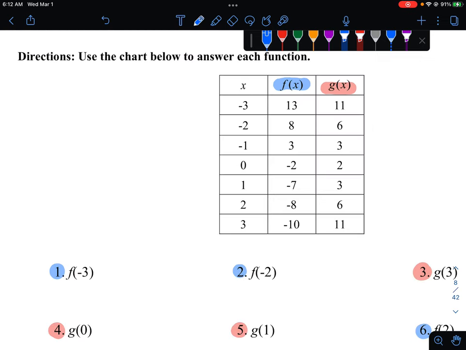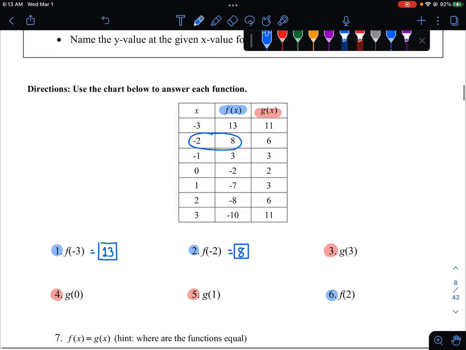So all I'm going to do for this first one is find out at -3 that f of x is 13. So my answer here is 13. What that really means is when I plug -3 into the function f of x, I get out 13. All right. Now, if I go to -2, my function is at -8. Okay, so that's my answer right there. So when you plug in -2, you get out -8.